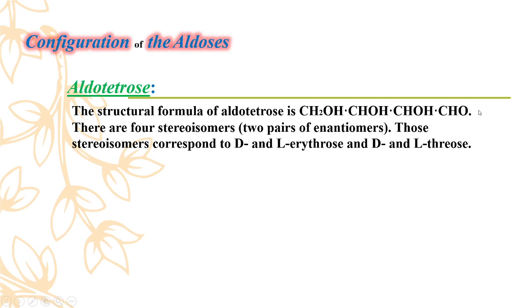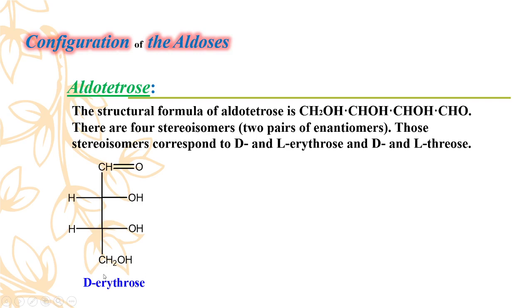That means if we write it in the Fischer projection, here the first carbon is the aldehydic CHO, then CHOH, CHOH and the last one is CH2OH. There are 4 stereoisomers, that are the 2 pairs of enantiomers. Those stereoisomers correspond to the D and L erythrose and D and L threose. So you can see here the D erythrose molecule. This is the aldotetrose sugar.